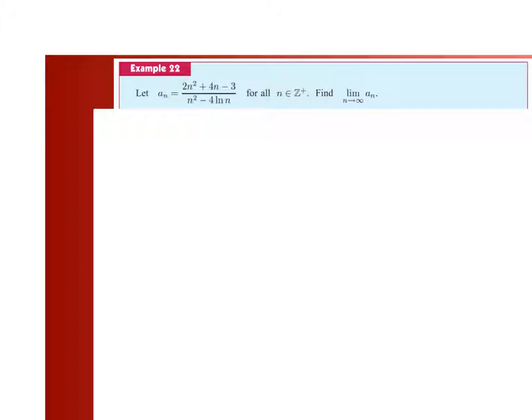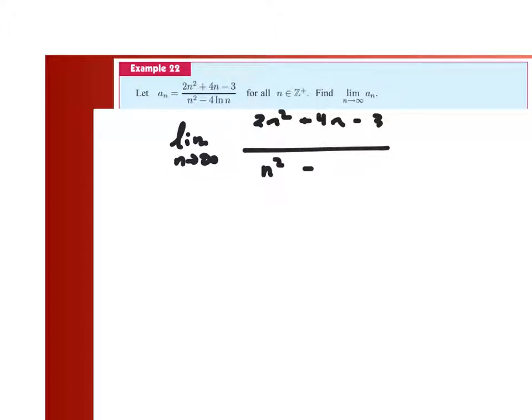Alright, so let's say we want to know the limit as n goes to infinity of the following thing. Okay, so I want the limit as n goes to infinity of this thing. Well, what I'm going to do is divide everything in top and bottom by the largest powered term in the denominator. So that will be n squared. Right, that's where it originates. n squared, n squared, n squared.